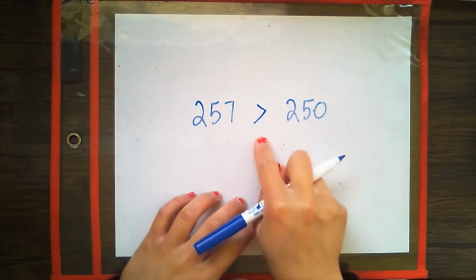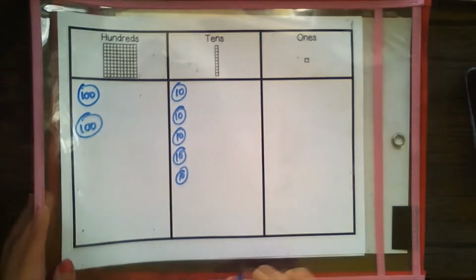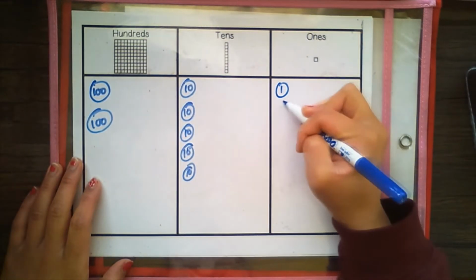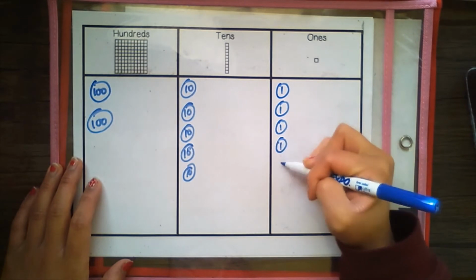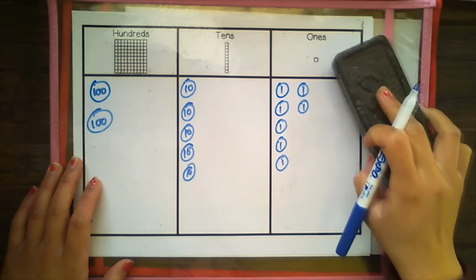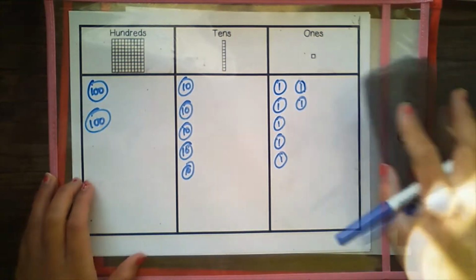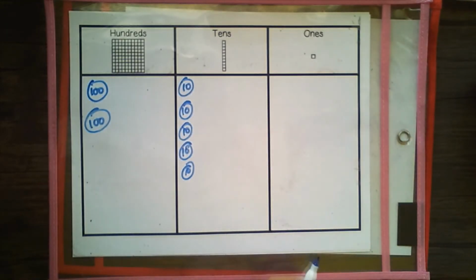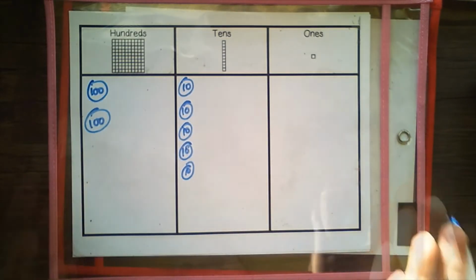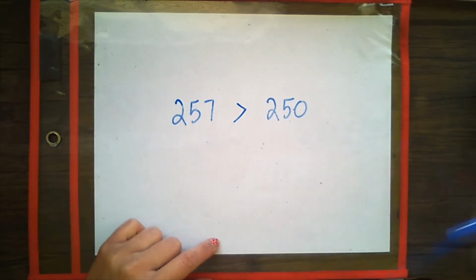257 is greater than 250. How do you know? Because we took away, let's show that again, because we took away the ones to get to, so this is 257. We took away the ones, and 257 got smaller. There are less. So definitely 257 is greater than 250.